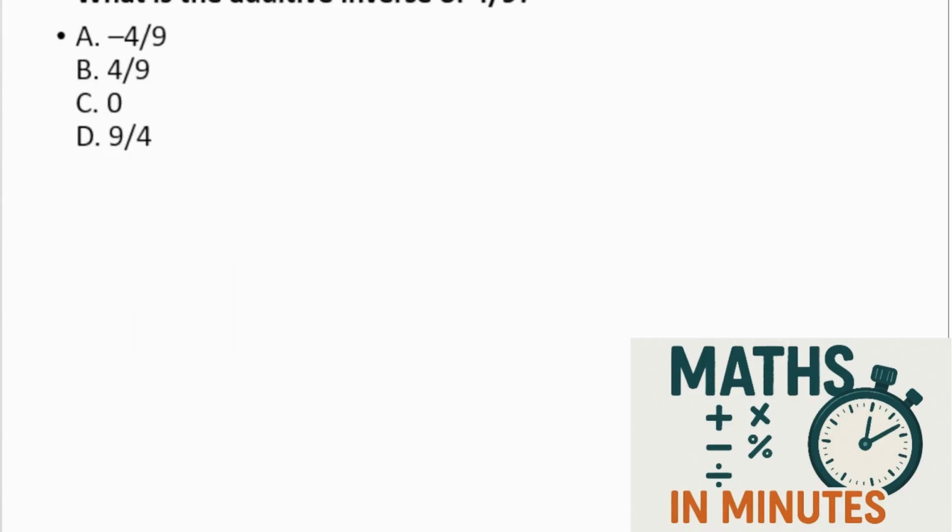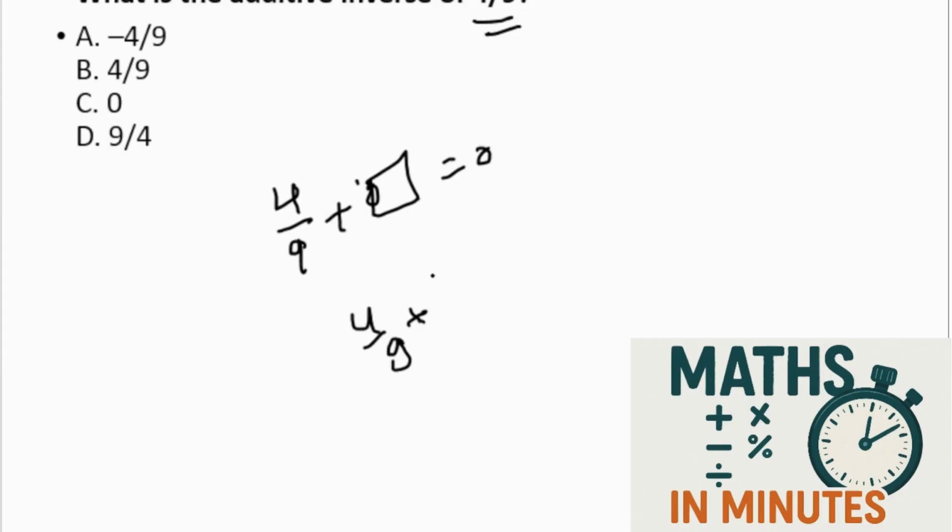Now the next question is, what is the additive inverse of 4 upon 9? We know additive inverse is the inverse of the number. Inverse means you just have to change the sign of the number. Additive inverse is what we can add to a number so the result is 0. So what can we add? We can add the negative value of the number and the result will be 0. That means you just have to change the sign of the original number, and 4 upon 9 plus minus 4 upon 9 will be 0. I hope this is also clear.